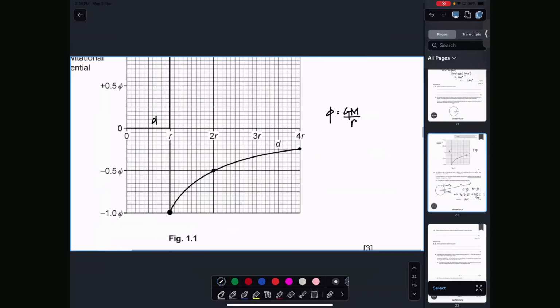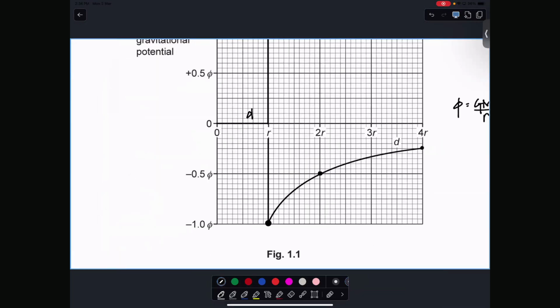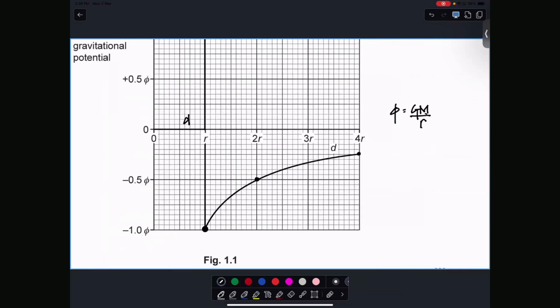Oh, it is just we are plotting this equation GM by r. So আমার ডিসটেন্স হচ্ছে r, 2r, 3r, 4r. So ডিসটেন্স যদি বাড়ে তাহলে phi কমবে. So ডিসটেন্স যদি ডাবল হয় তাহলে phi হাফ হবে, ডিসটেন্স যদি 4 টাইমস বাড়ে তাহলে phi divide by 4 হবে. So you just plot those points and then draw your graph, and all of them should be negative value.